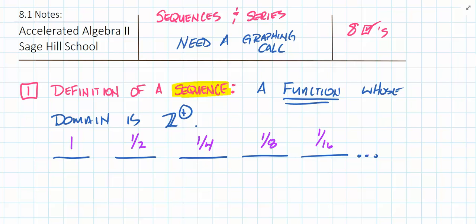But that's not, I'm going to point this out to you. So what you see is a sequence of numbers. It's 1, 1/2, 1/4, 1/8, 1/16. But the definition says it's a function whose domain is a positive integer. So what are they talking about? They're talking about this down here. You got to look down below.